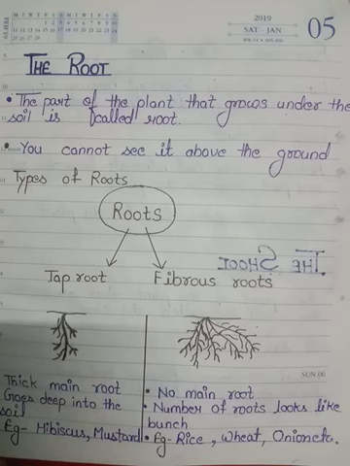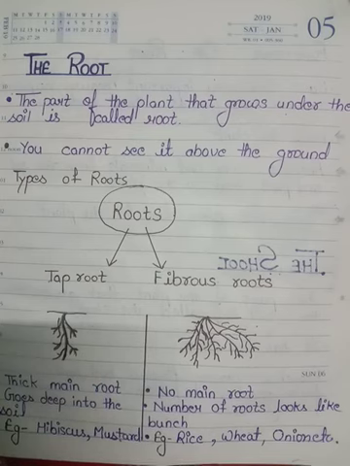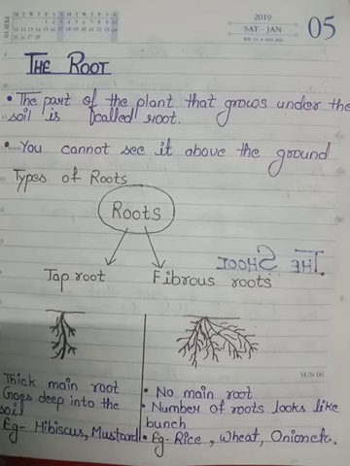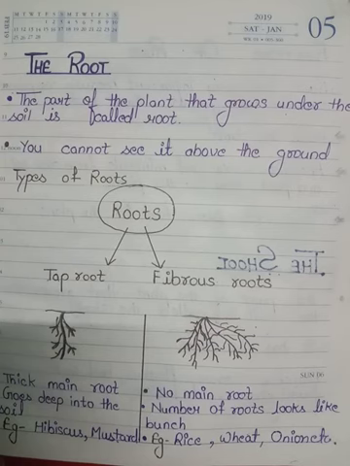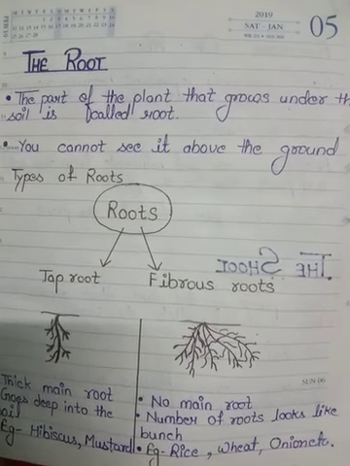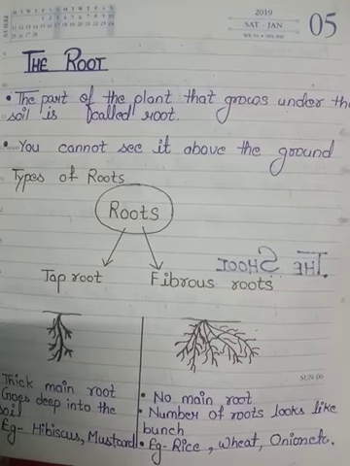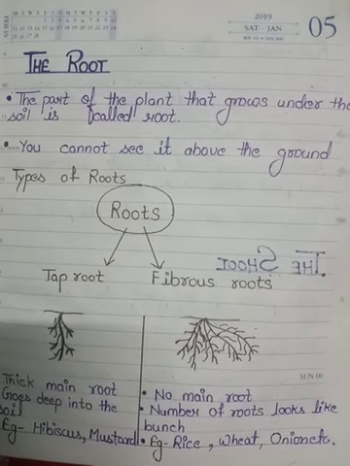Fibrous root. There is no main root and number of roots look like bunch. See the diagram. Here are number of roots and they together look like a bunch. Examples of fibrous roots are rice, wheat, onion, etc.